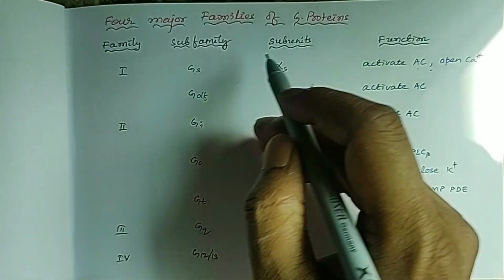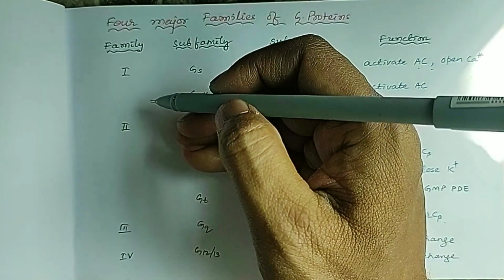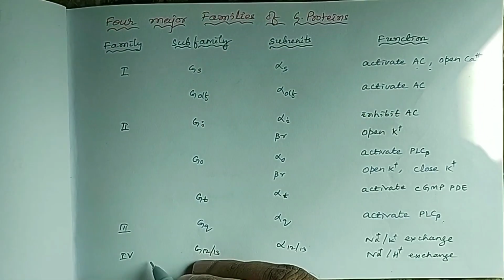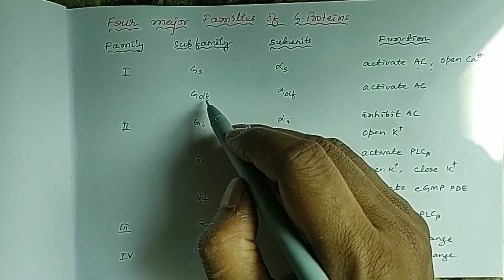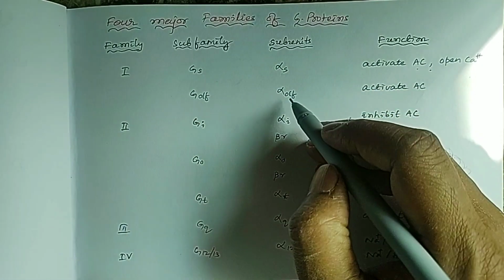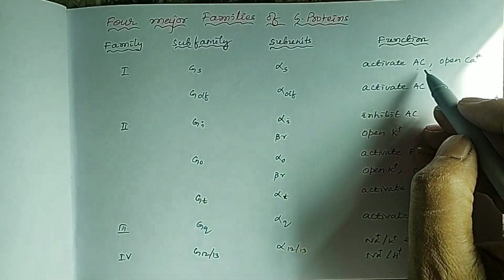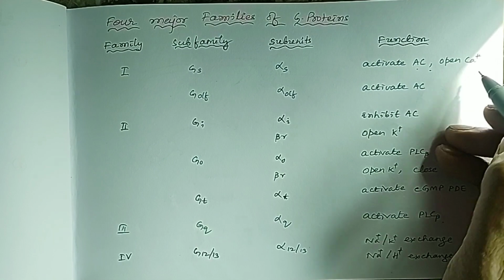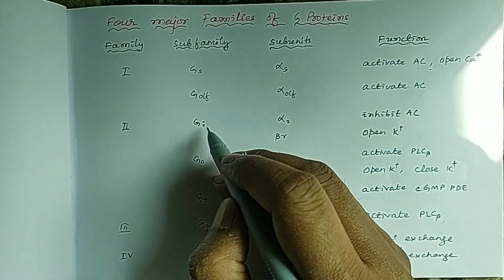Now these G protein coupled receptors have different families, family 1, 2, 3 and 4. Family 1 has two subfamilies, GS and G olfactory. GS has the subunit alpha S, and G olfactory has the subunit alpha olfactory. Alpha S activates adenylyl cyclase and opens calcium channels. Alpha olfactory activates adenylyl cyclase.